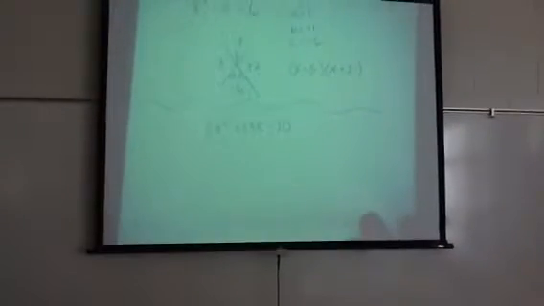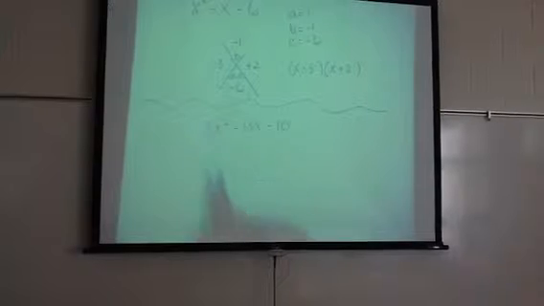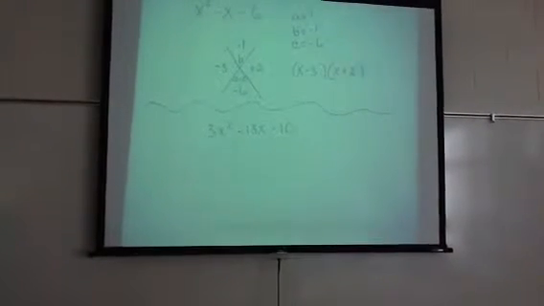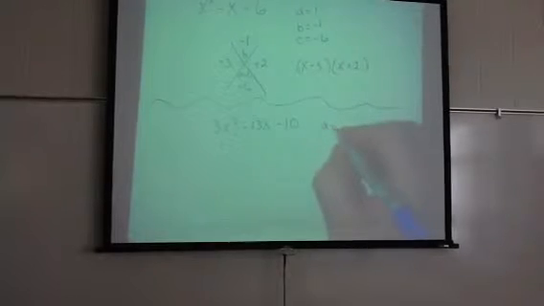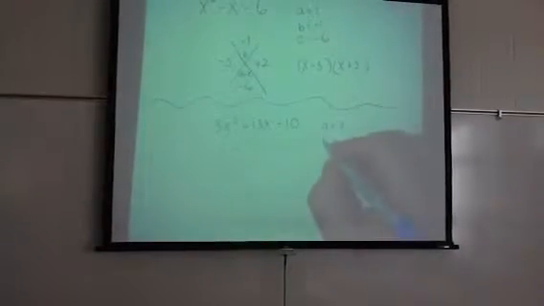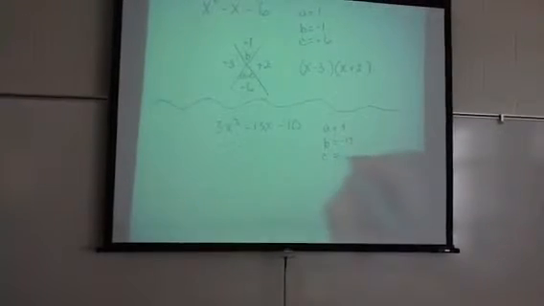Example 2: you'll notice there's a leading coefficient of 3 on this quadratic. That's going to change things slightly, but the process basically stays the same. We start with our A value of 3, a B value of negative 13, and a C value of negative 10.